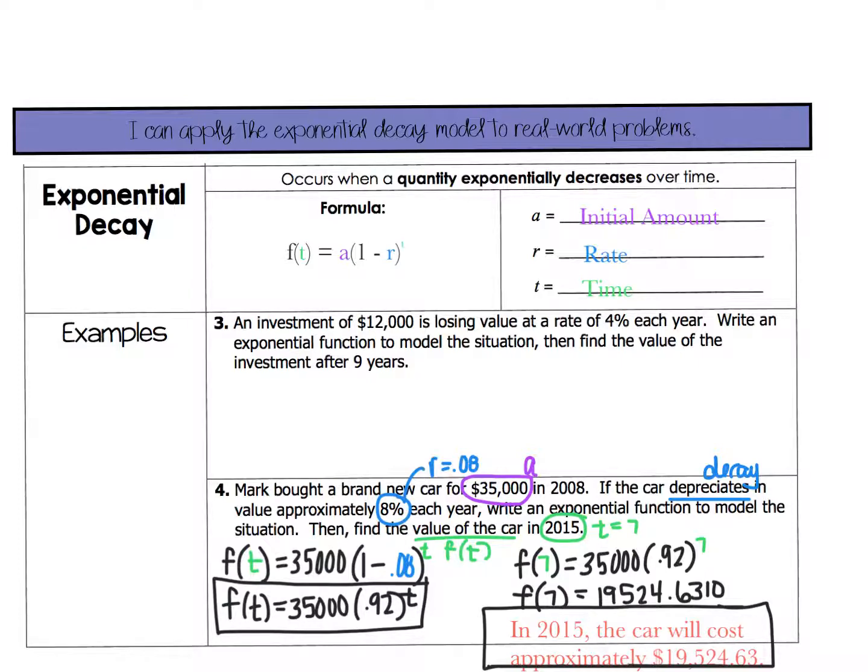8%, and I know that I can't type a percent sign into the calculator, so that is a rate of 0.08. And we're going to write the exponential model, so I just plugged everything in, and I knew that 100%, and if it's losing 8%, that means it's at 92%. And then I found the value of the car in 2015. Well, if it started in 2008, that means that 7 years have passed. And so when I plug all that into my calculator, I have that sentence putting my answer in context.